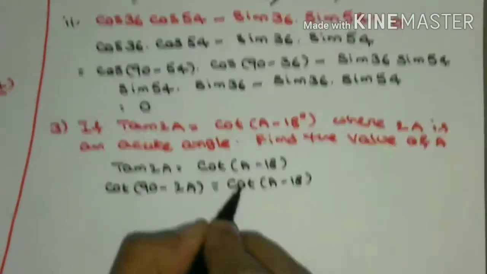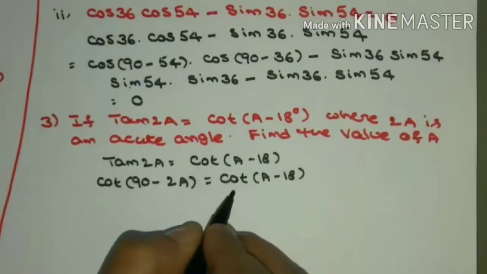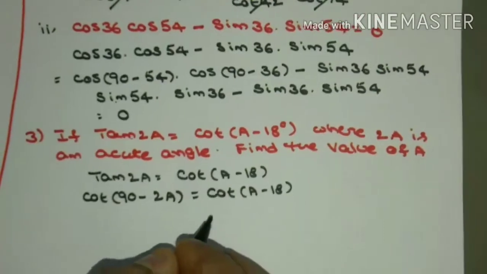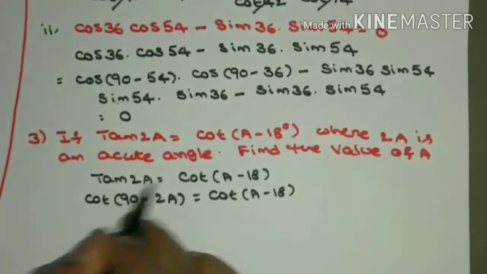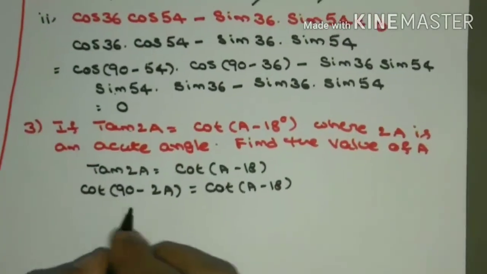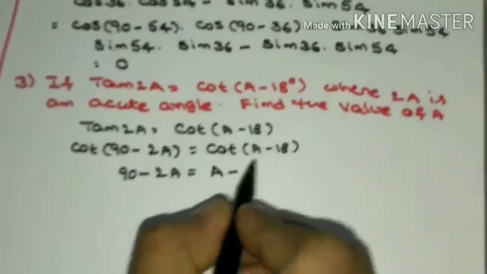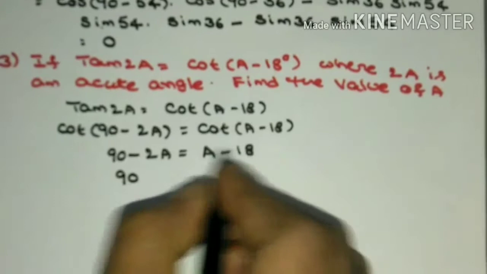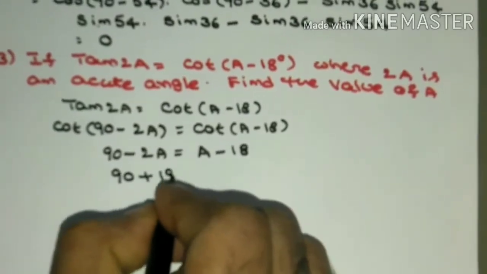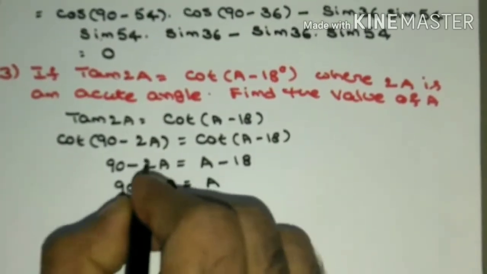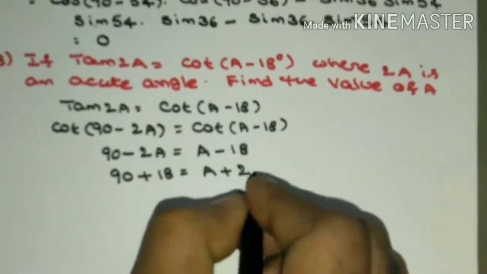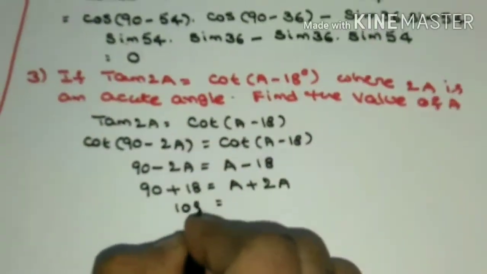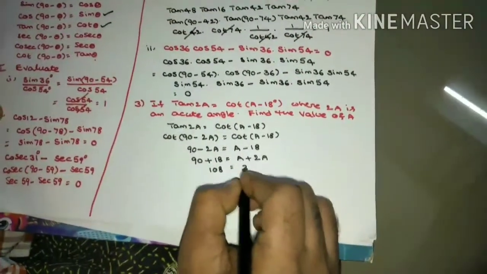Here cot, here also cot. Some students think of cancelling cot with cot. That is the wrong notation. Don't cancel it, just compare the angles. Then 90 minus 2a equals a minus 18. Minus 18 comes to this side as plus 18, and a minus 2a goes to the other side as plus 2a. That means 90 plus 18 is 108, 2a plus a is 3a.